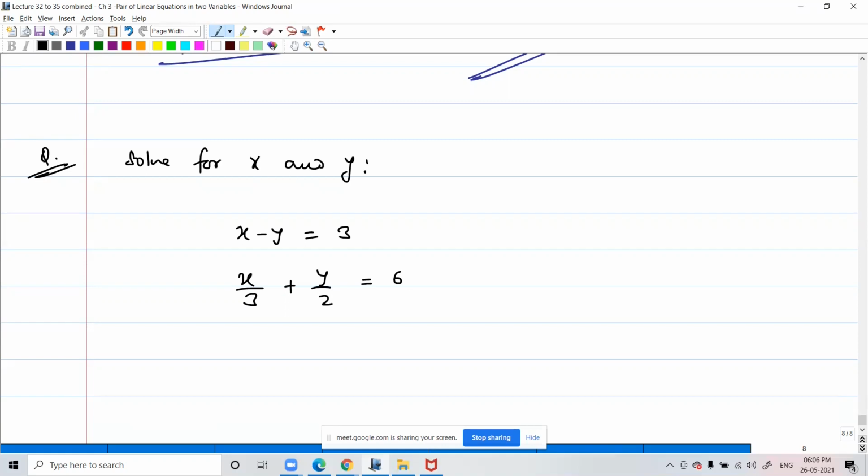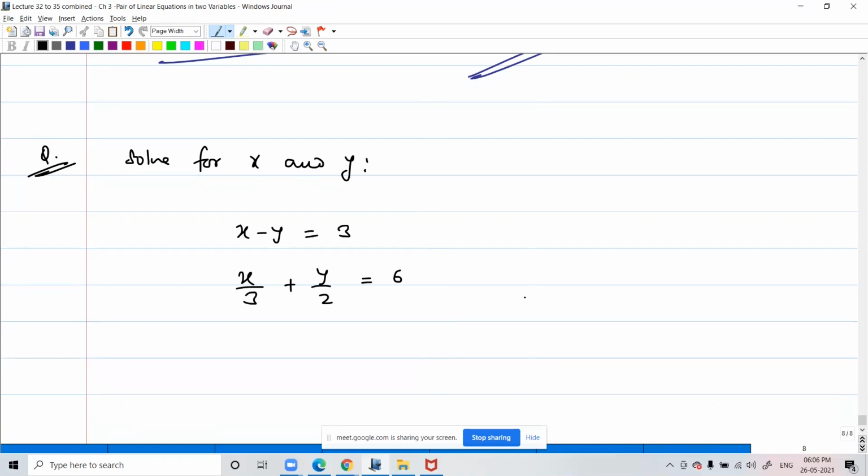Completed, sir. Okay. Which method did you use, Kavya? Substitution method. Okay. Try elimination also. Solve the same problem using elimination and see which one you feel is better.